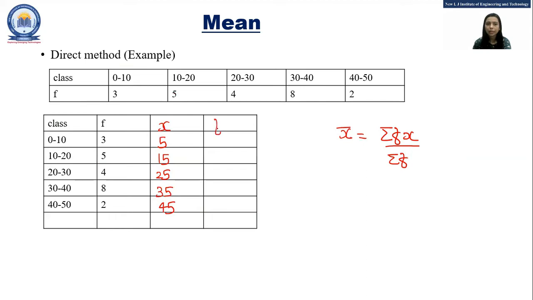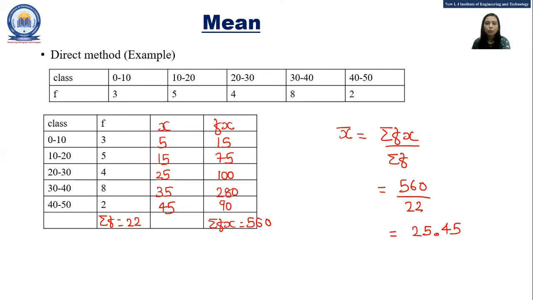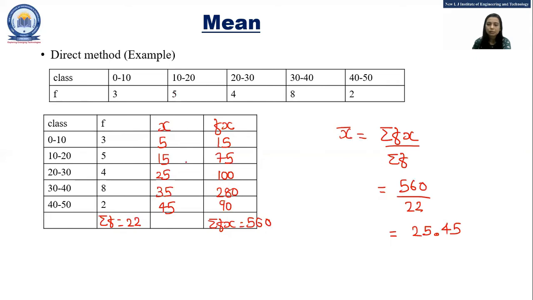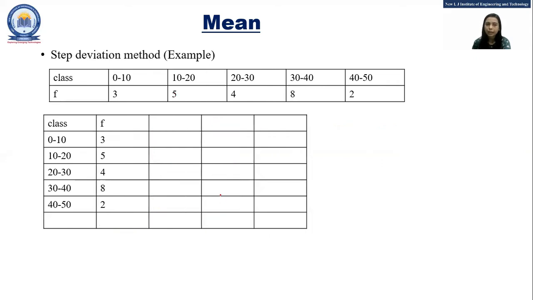Now we have to calculate f into x. So that is 15, 75, 100, 280 and 90. So sigma fx is equal to 560 and sigma f is equal to 22. So x bar is equal to 560 divided by 22, which is equal to 25.45. Now moving to the next example. This is the same example that we discussed through the direct method.